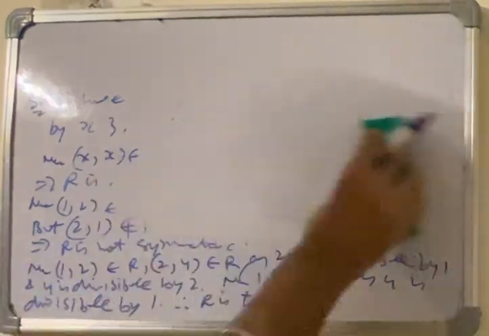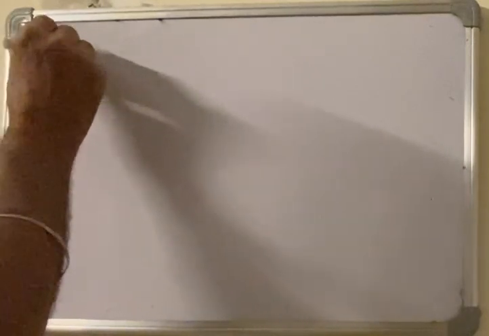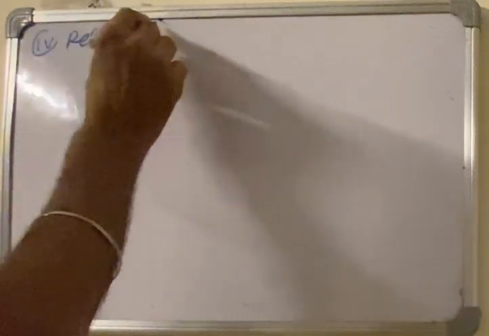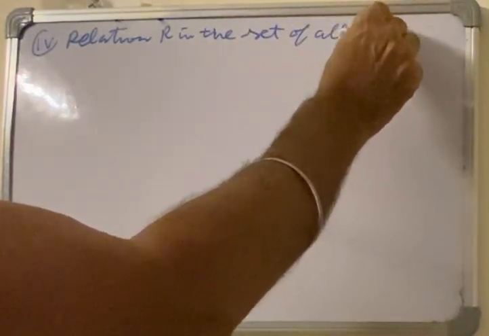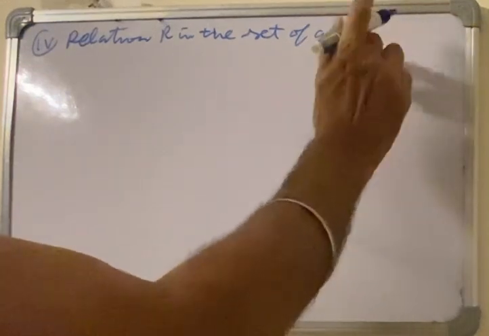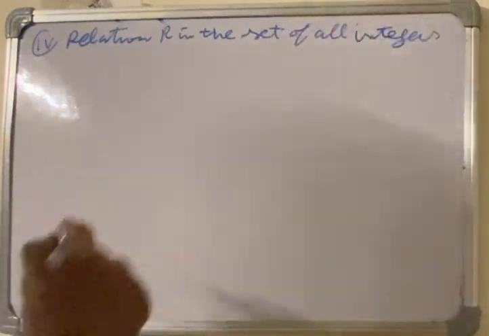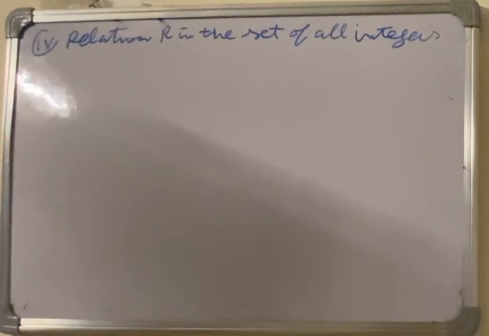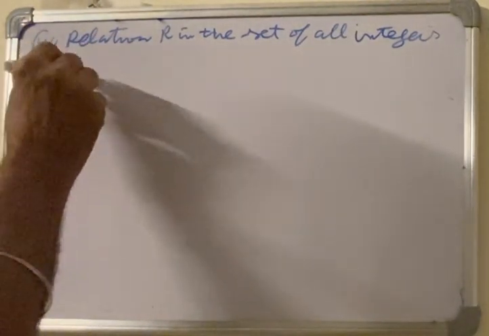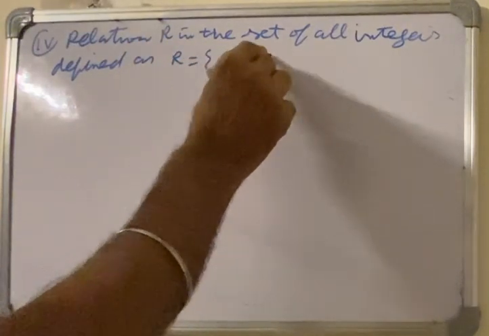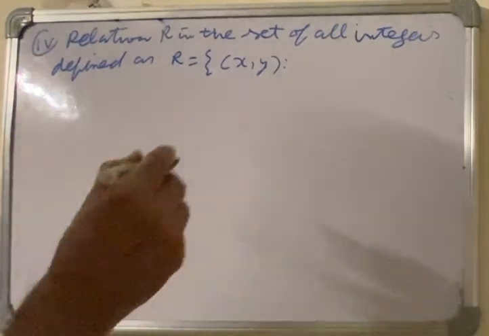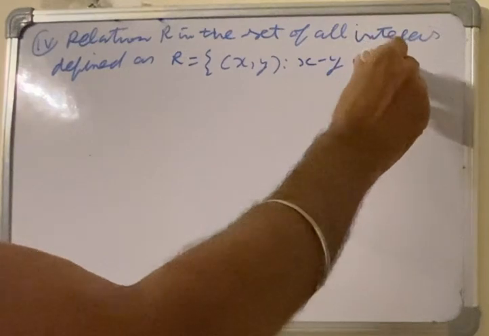Next, let us take fourth part. Relation R in the set of all integers defined as R equal to {(x, y) such that x minus y is an integer}.